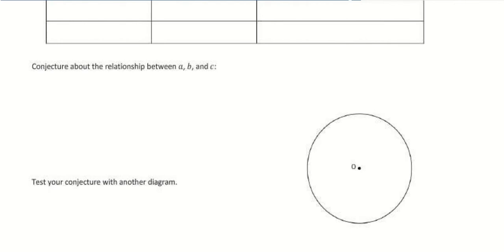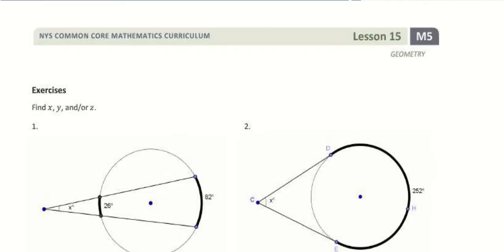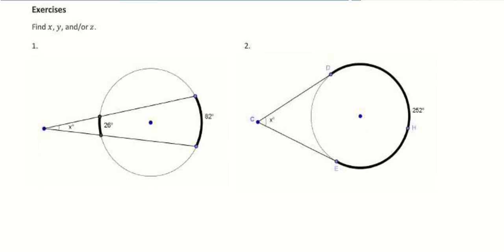Okay, we're gonna get right into some questions here. So let's take a look at exercises 1 and 2. So on exercise 1, I have x is my angle. Remember, x is outside, so the rule outside is different. So I'm just going to subtract the arcs.